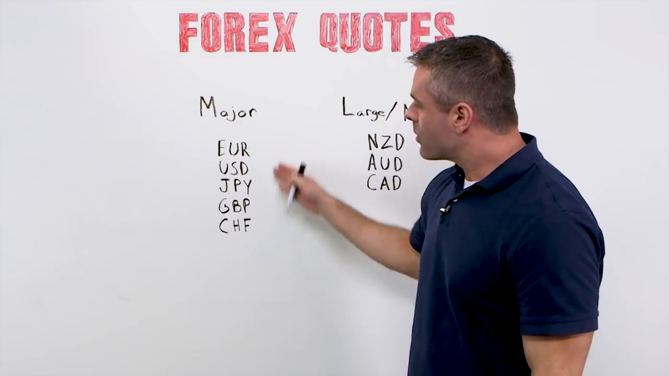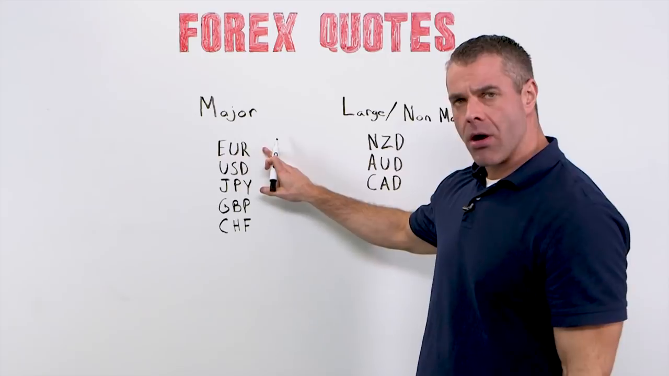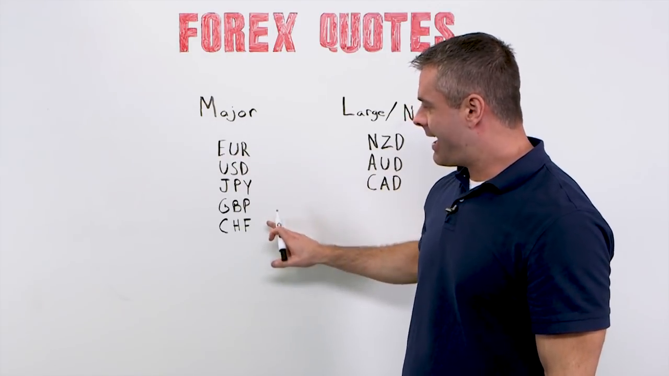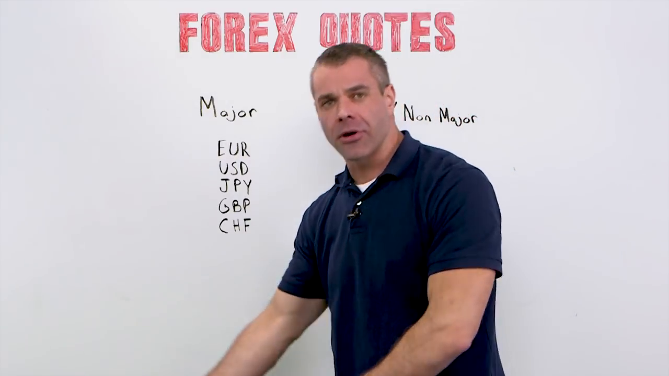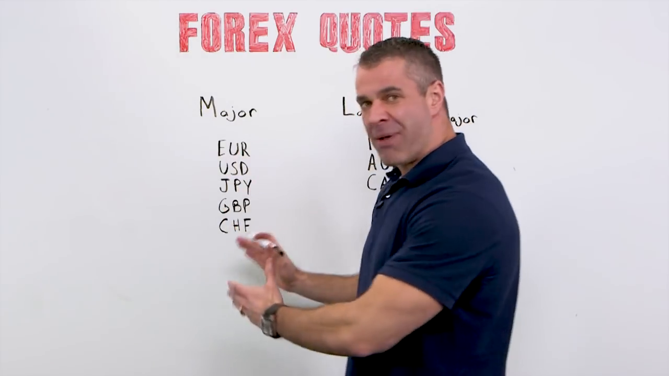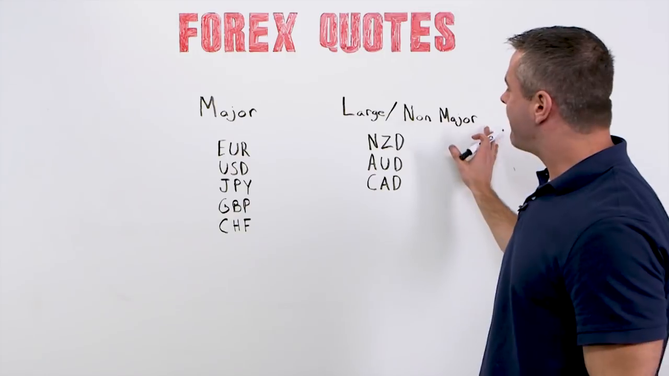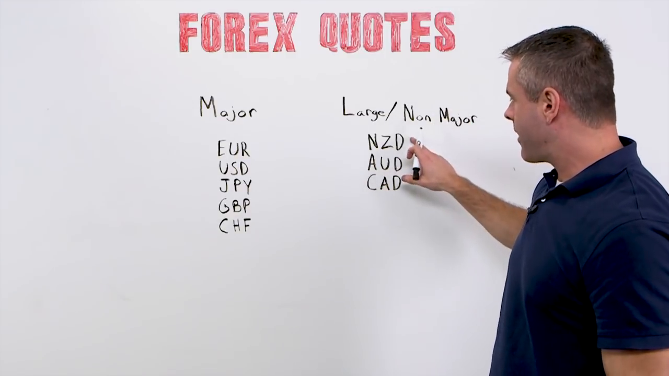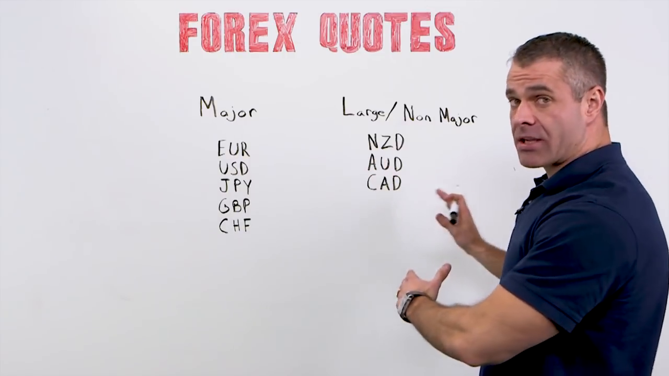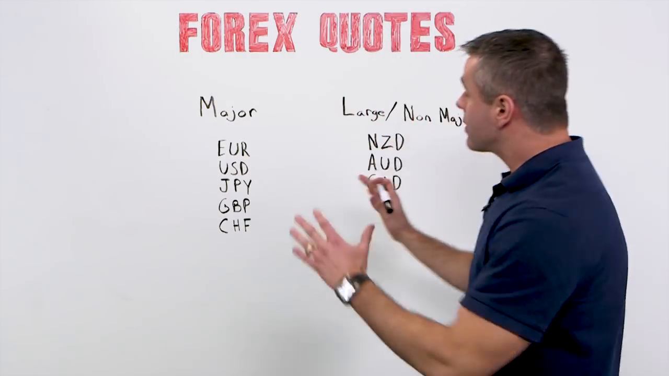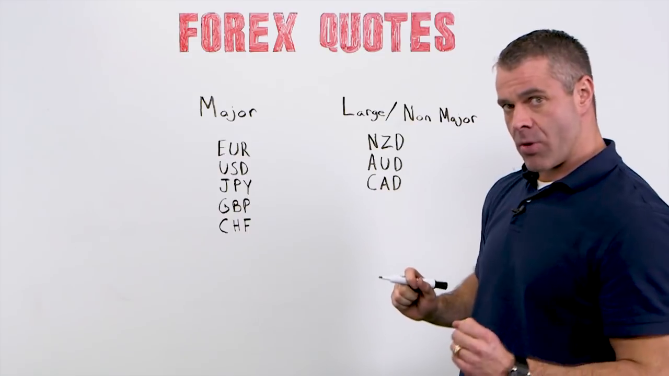The major pairs really are five majors. We've got the euro, the dollar, the yen, the pound, and the Swiss. Those are the five major currency pairs that a lot of other currency pairs around the world are going to baseline off of. We also have large but non-major currency pairs, such as the New Zealand, the Aussie, and the CAD. Now, these aren't exotics. We've talked about exotics in other videos. These are the large and major currency pairs that we want to quote in.